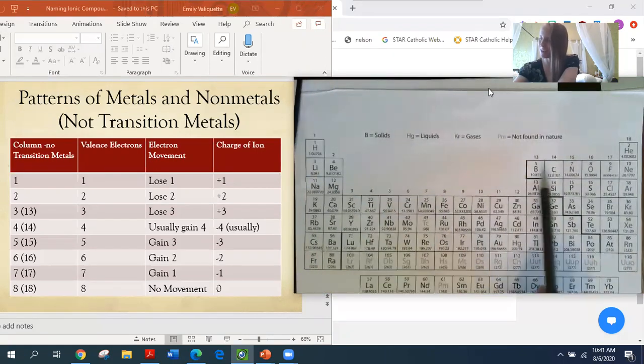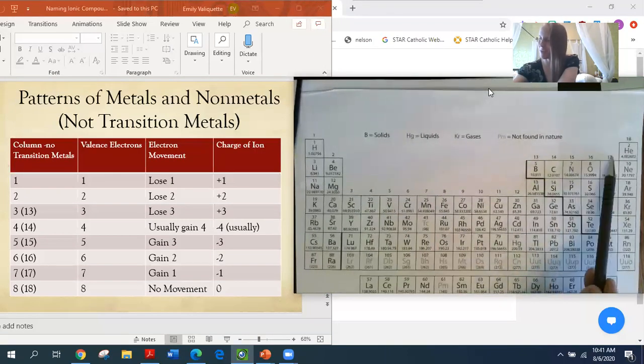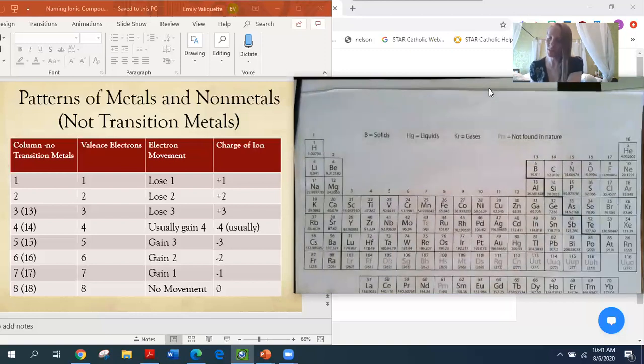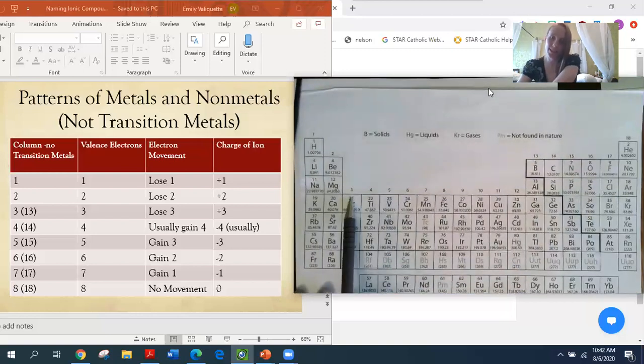+1, +2, +3, -4, -3, -2, -1, and 0. You'll notice that for both valence electrons and charges, I have skipped this lower down section here. That's because there's no rule to determine what the charge of those metals down here are going to be.